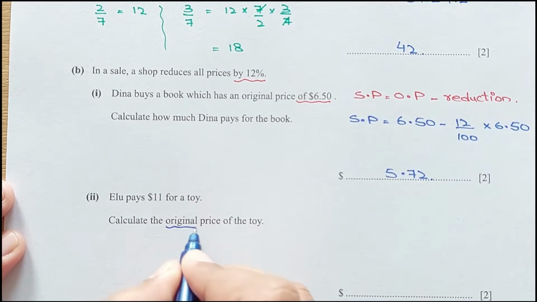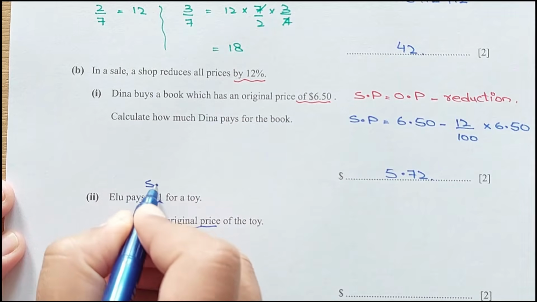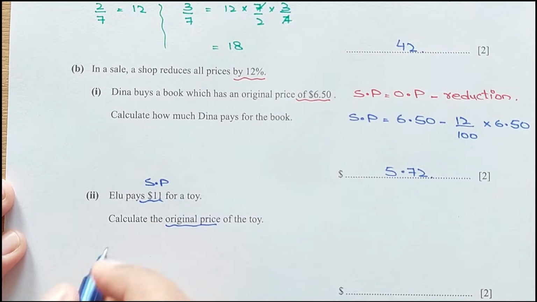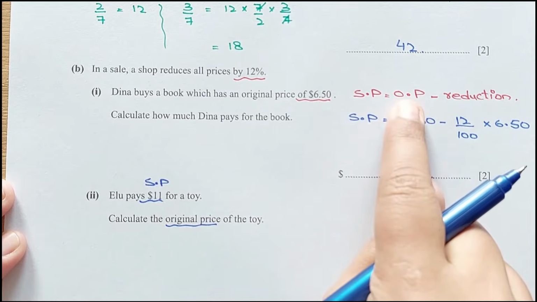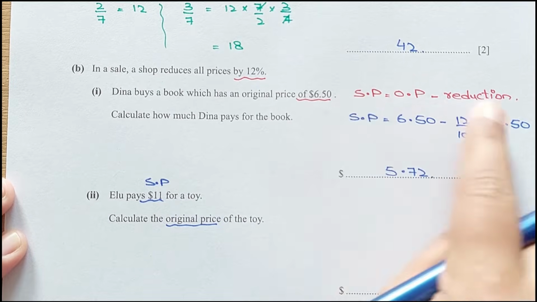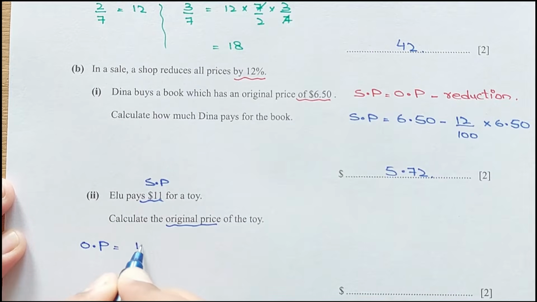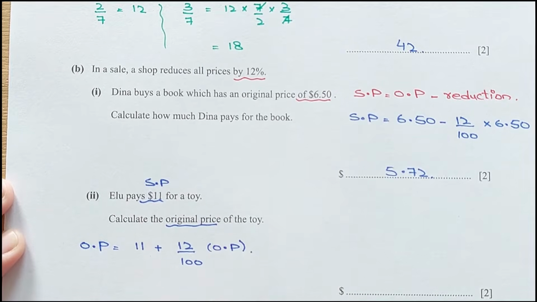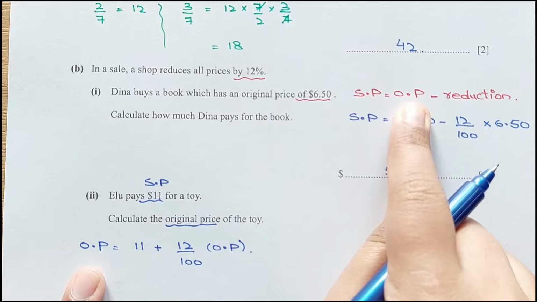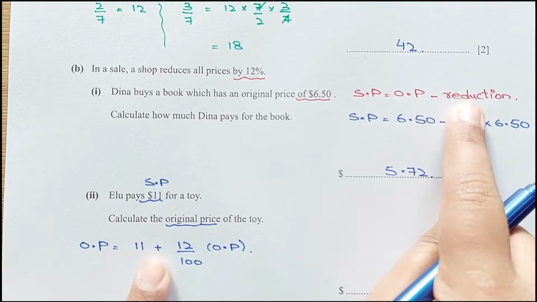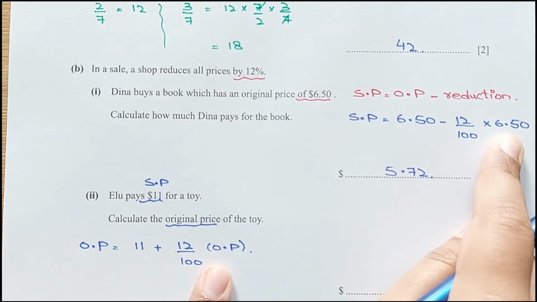So we have to find the original price. This is a sale price we have given. So we have to find the original price again using this same formula, right? So sale price is 11. To find the original price, we have to do sale price plus the reduction, right? Let's say the original price equals the sale price, 11, plus 12% of the original price, right? So the original price equals, comparing with this formula, the sale price, that is $11, subtract the reduction, that is 12% of the original price, right?